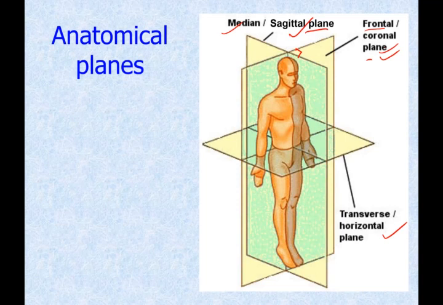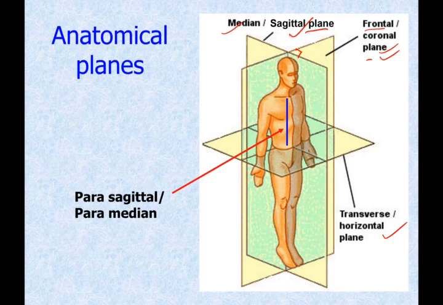Then the other point is you can draw any number of planes away from the median or the sagittal plane. Any plane that is on the side of the sagittal plane, away from the sagittal or median plane, can be called parasagittal or paramedian planes. So you can cut either exactly in the middle or you can cut away from the middle. That plane will become a parasagittal or paramedian plane.